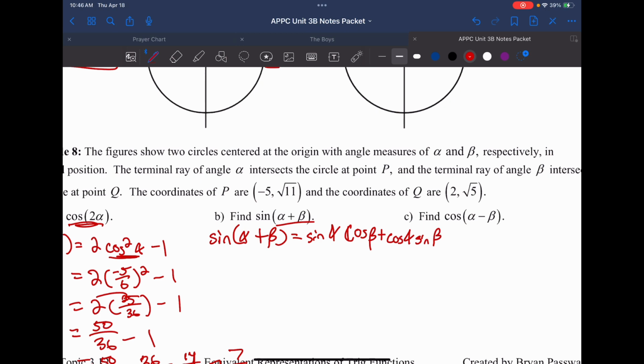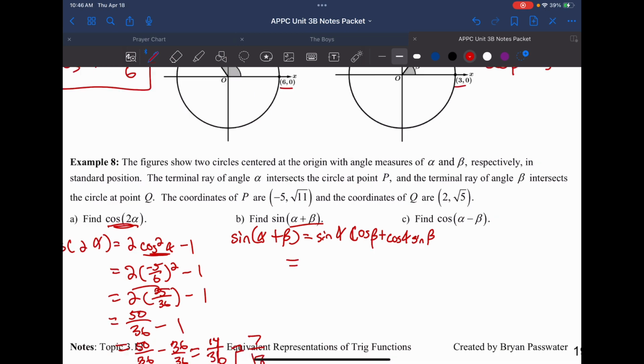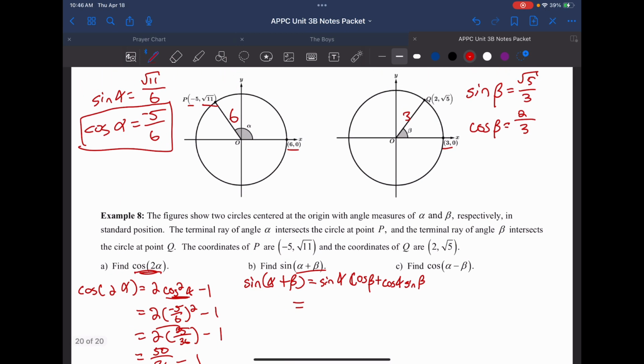Okay, so that's going to give me sine of alpha is square root of 11 over 6. Cosine of beta is negative 5 over 6. And then here. Oh, what did I make the mistake of? Cosine of beta, right? Because I used cosine of alpha, which is incorrect. Sorry about that. But that's why it's super important, especially if there are so many steps, to make sure that you're using the right one.